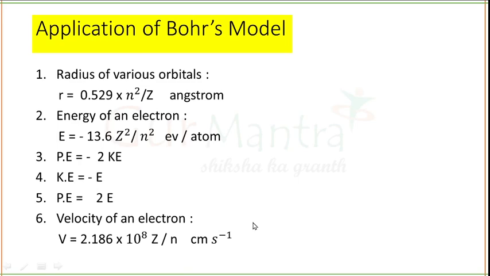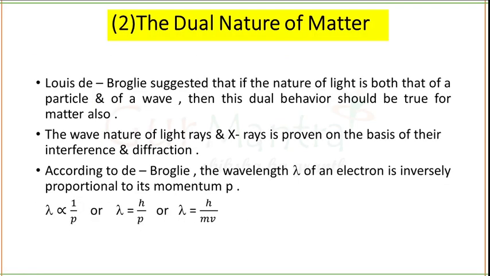Moving forward to the next topic, that is the dual nature of matter. The dual nature of matter was given by a scientist named Louis de Broglie. Louis de Broglie suggested that if the nature of light is both that of a particle and of a wave, then this dual behavior should be true for matter also.